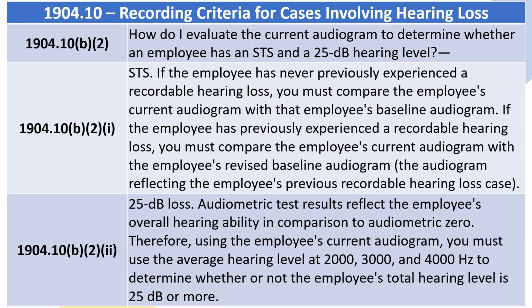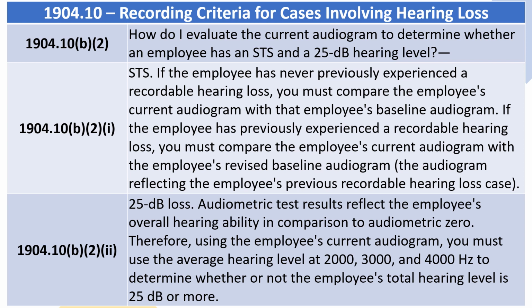1904.10(b)(2) How do I evaluate the current audiogram to determine whether an employee has an STS and a 25 dB hearing level? 1904.10(b)(2)(i) and (b)(2)(ii) STS. If the employee has never previously experienced a recordable hearing loss, you must compare the employee's current audiogram with that employee's baseline audiogram. If the employee has previously experienced a recordable hearing loss, you must compare the employee's current audiogram with the employee's revised baseline audiogram, the audiogram reflecting the employee's previous recordable hearing loss case.